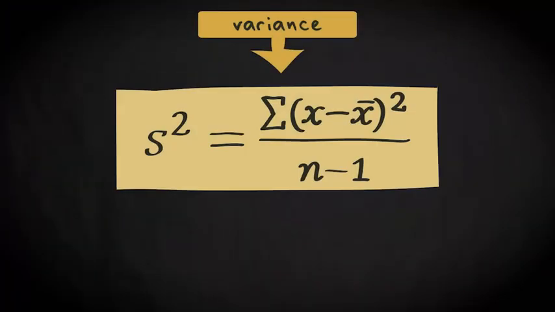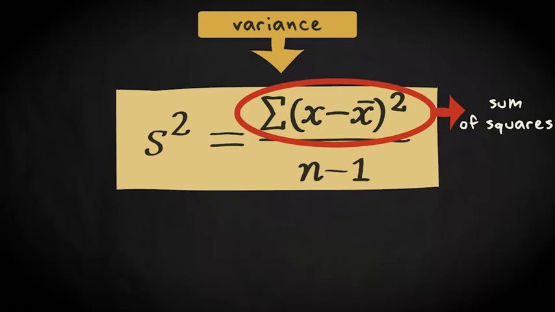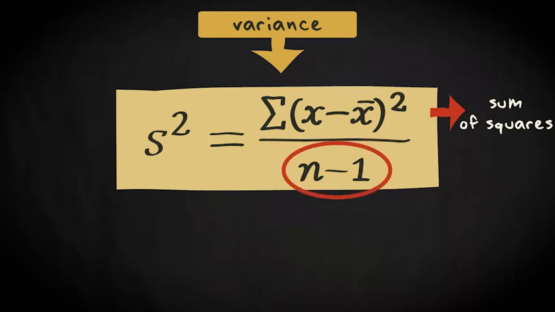This is the formula of the variance. Let me show you how it works step by step. S squared stands for the variance. This part of the formula means that from every observation, x, you have to subtract the mean value of that variable, x bar. Next, you have to square all these values and add them up. The result is what we call the sum of squares. In the following step, you divide the sum of squares by the size of your sample, n, minus 1.